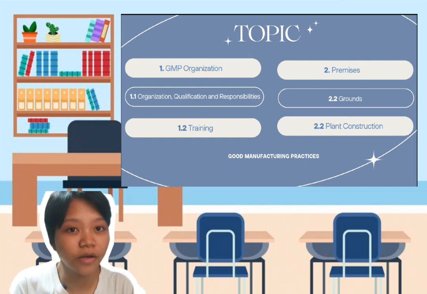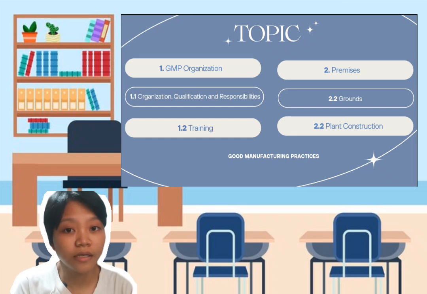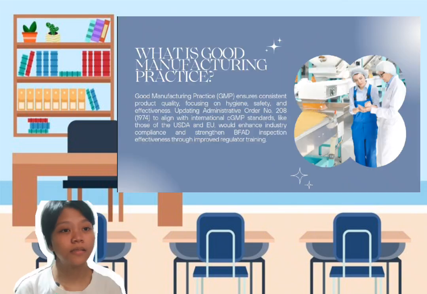So, let's start. Our topic for today is about GMP Organization. Under GMP Organization, we have organization, qualification, and responsibilities, and training, also premises. Below premises is grounds, and lastly, plant construction.